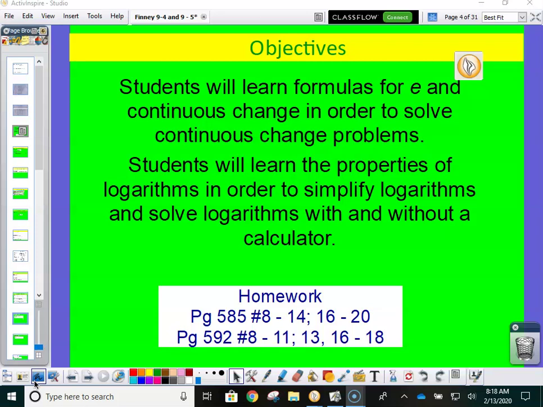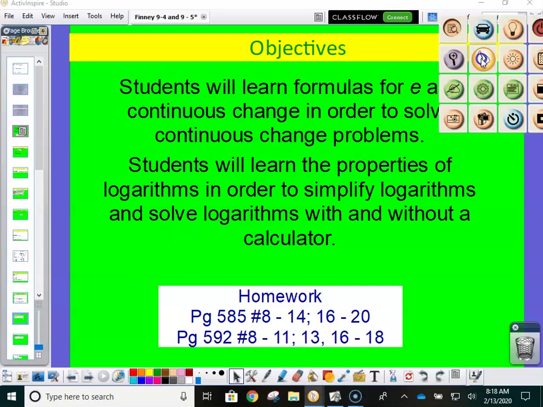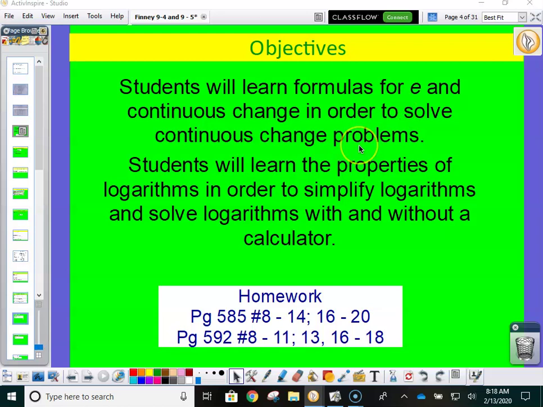So our objective today is that you will learn formulas for E. E is a number, by the way, and the continuous change model in order to solve continuous change problems. And we're also going to learn the properties of logarithms in order to simplify logarithms and solve logarithms with and without a calculator.